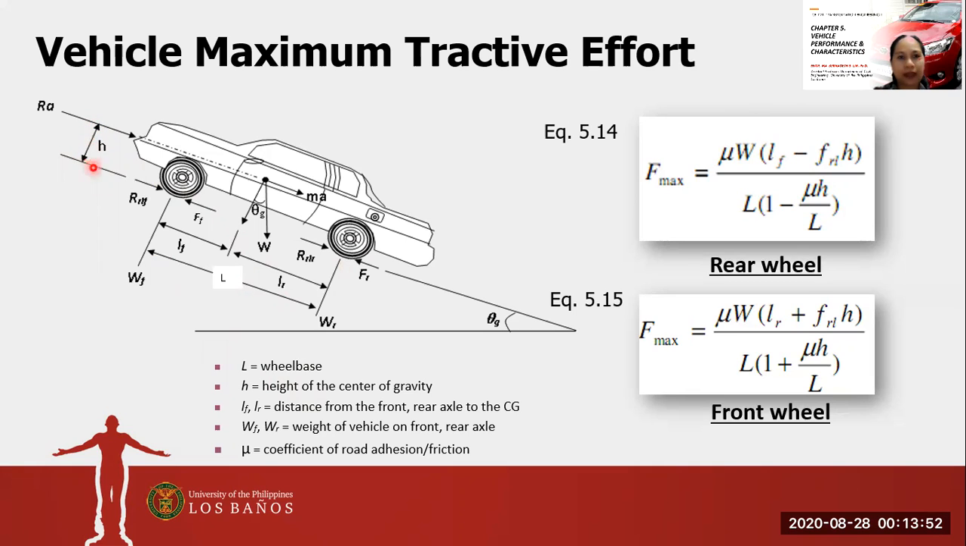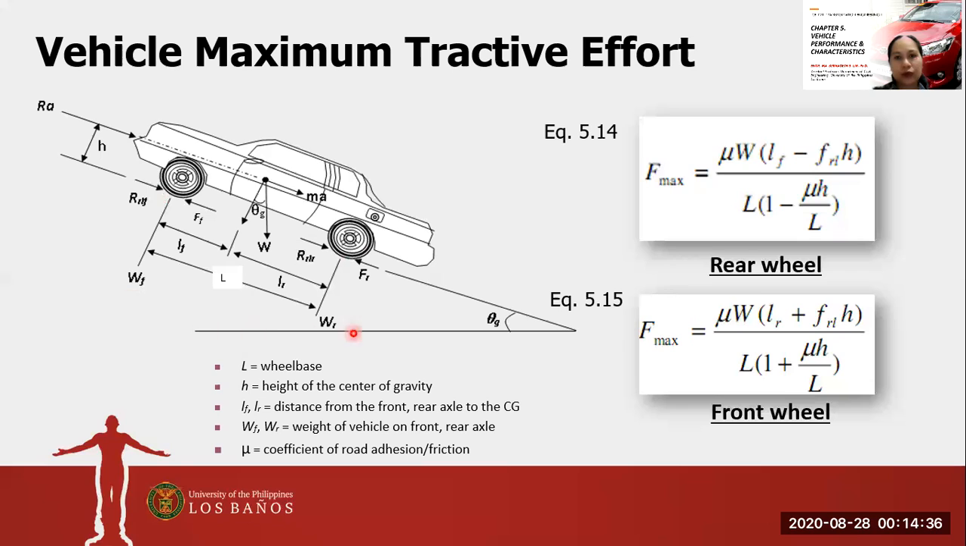Then we have the height of the center of gravity with respect to the road, that is H. Let's take note that we have a coefficient of road adhesion, or friction, mu, according to the contact between the road and tire. If this is the center of gravity, from this point to the front wheel we have LF, and from the center of gravity to the rear wheel, that's LR. So we have the distance from the front or rear axle to the center of gravity.